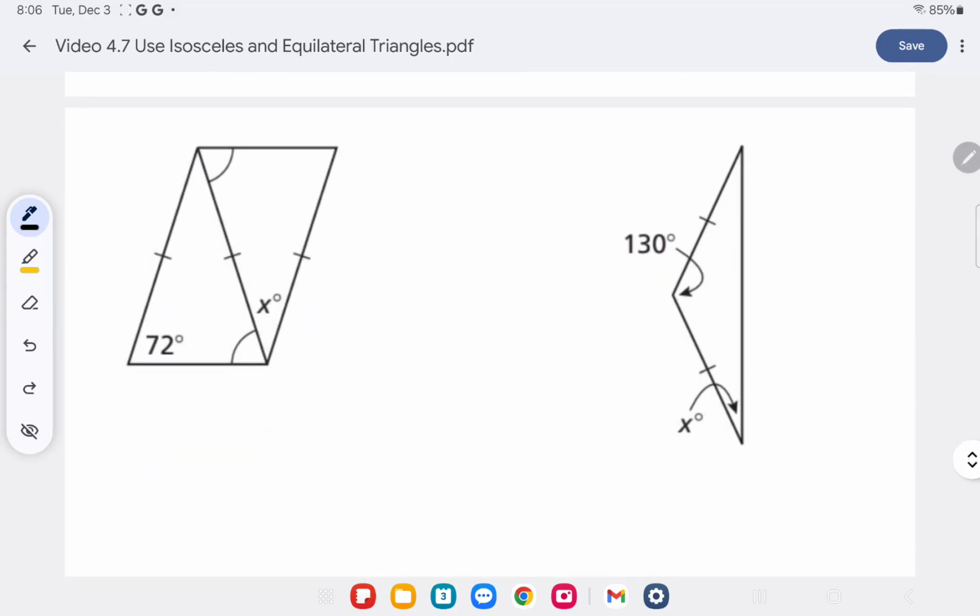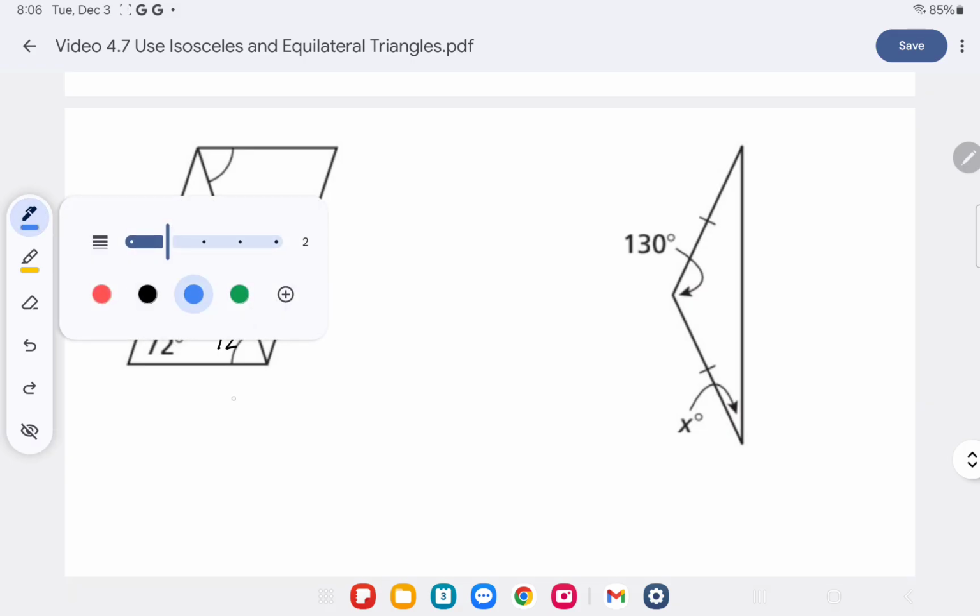Let's get some more practice. So let's look at the shape on the left. The triangle on the left is isosceles. Two sides are marked as congruent. And because those two sides are marked as congruent, that means the base angles are congruent. So we have 72 degrees and 72 degrees.